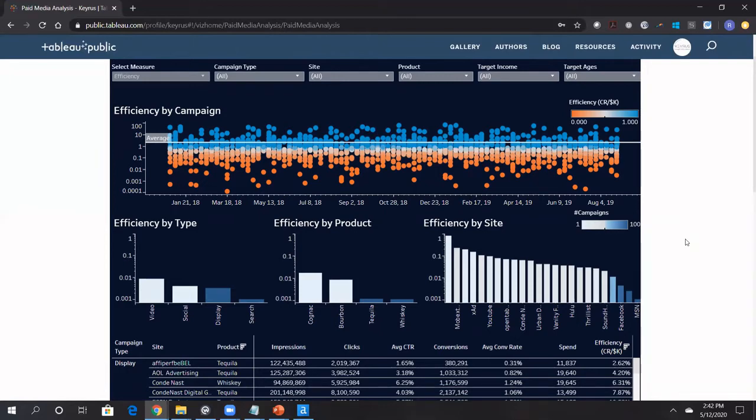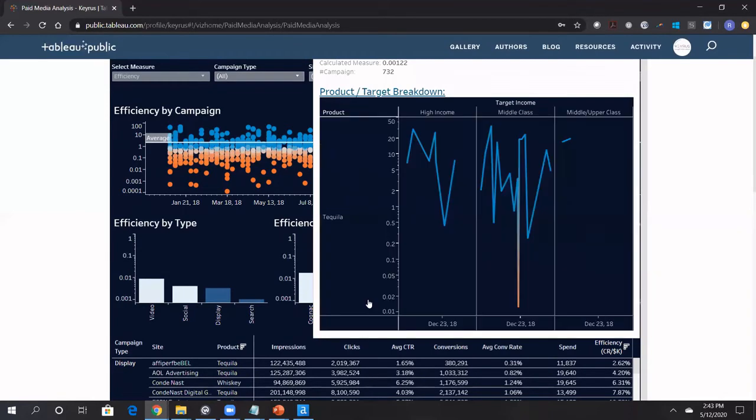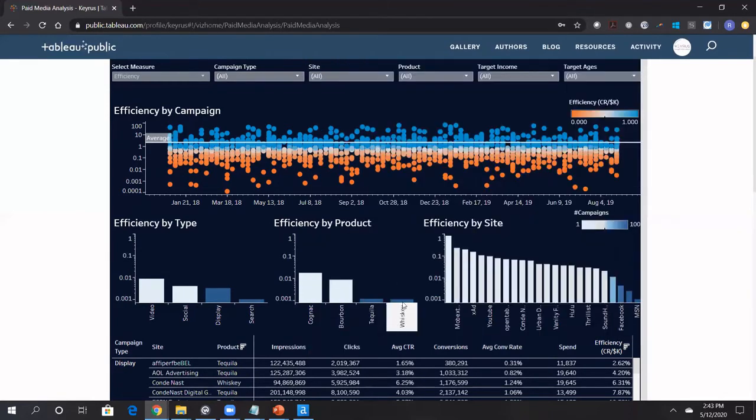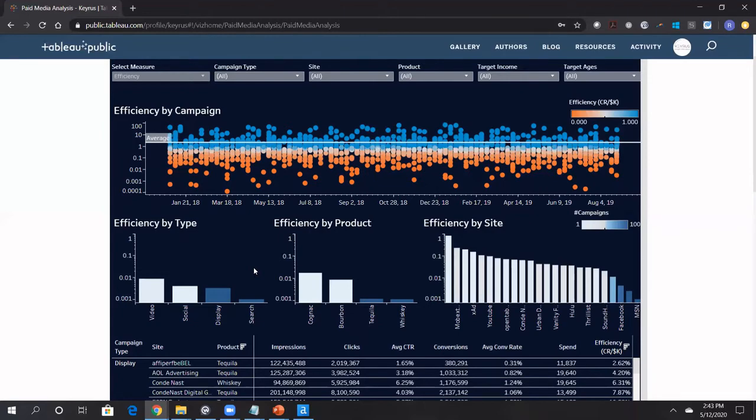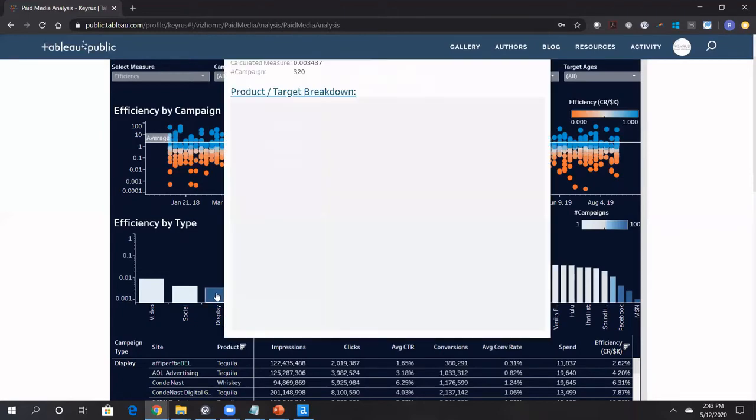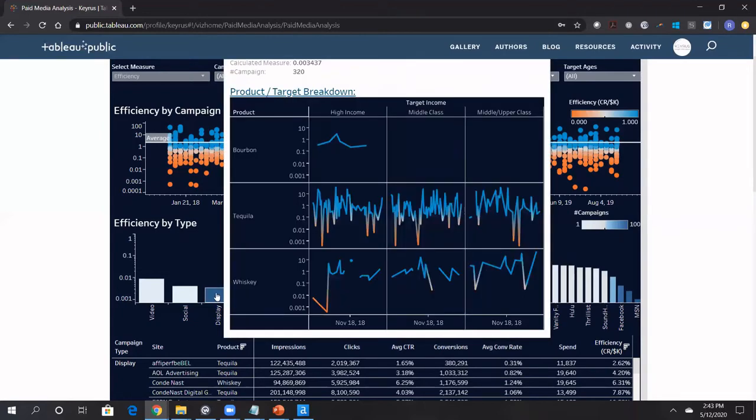So let me focus on my two most popular products, which are tequila, which we can see here, and whiskey. Every time I hover over these bar charts, I do get a breakdown of the efficiency as a function of the product category and the target income classes.